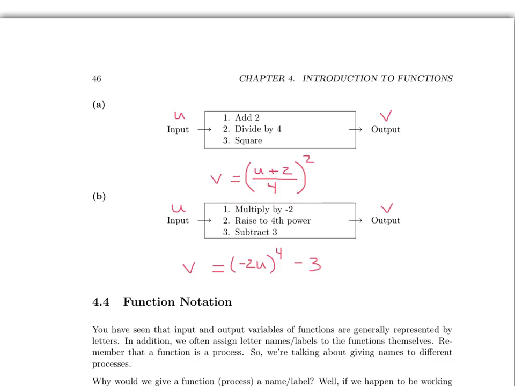Once the multiplication by -2 is performed, we've done the operation inside the parentheses. Order of operations says we perform exponentiation next. So the raising to the 4th power would happen next, and that agrees with the listing of step 2. Once that's done, we perform any multiplications or divisions. There are no other multiplications or divisions to perform. There's only one subtraction to perform. We have to subtract 3, and that's the third thing listed in the flow diagram.